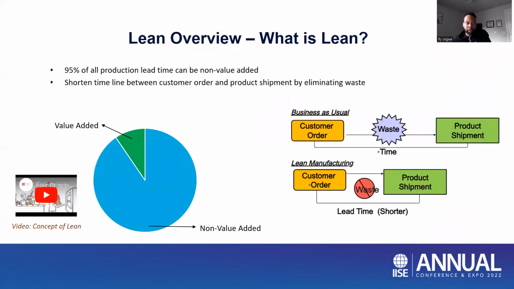In terms of the lean overview, about 95% of a lot of production lead time can be non-value added, which is really huge. If you think about the entire process and how much time is actually spent on non-value added activities, that's a large amount of waste that could be eliminated. And the aim of eliminating this waste is to shorten the lead time from customer order all the way down to product shipment. If you can eliminate those wastes, that's going to reduce the time, and you'd get a faster and much more efficient process to send your products out the door to the target audience. This is a video I included here.